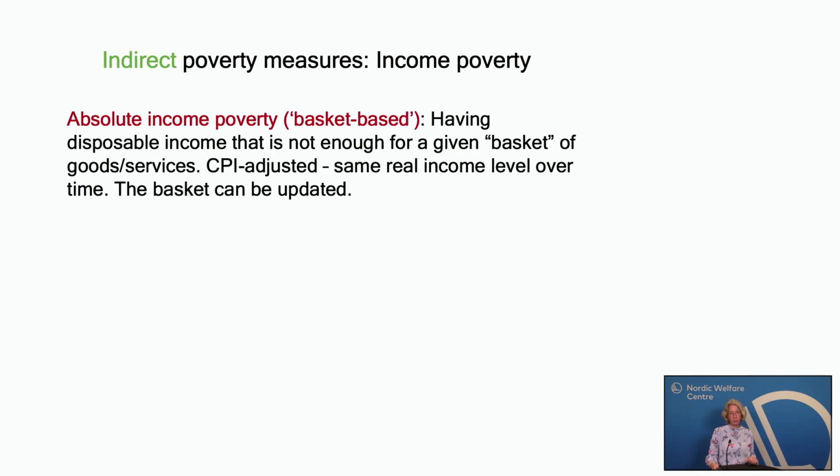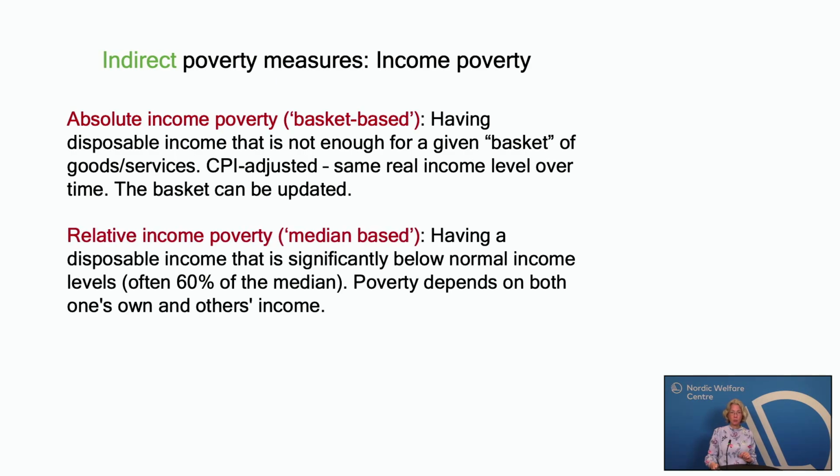So for example, when mobile phones became common, they can be included, and when smartphones became common, they can be included, etc. So the basket can change if what you find to be a decent living standard changes in a given society. So the basket is in that sense not absolute, but it's absolute in the sense that it's not affected by other people's incomes, which is what the next one is, and that is the relative income poverty measure, which is often called at risk of poverty.